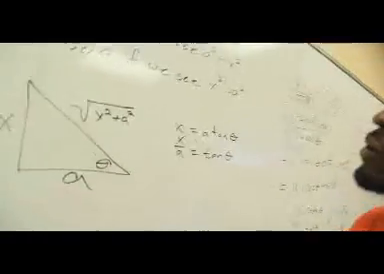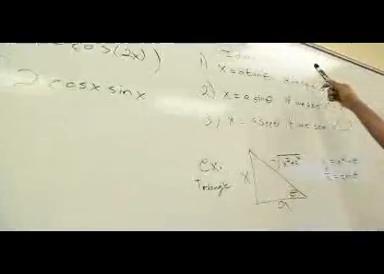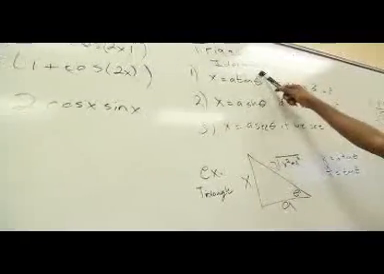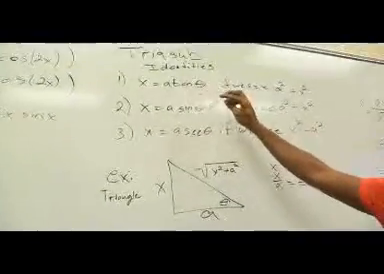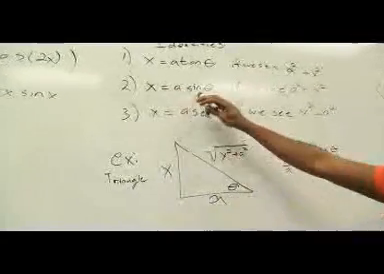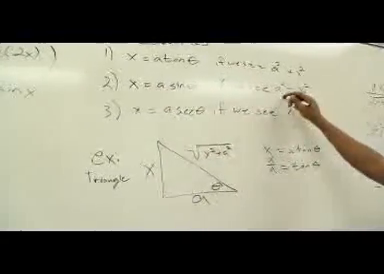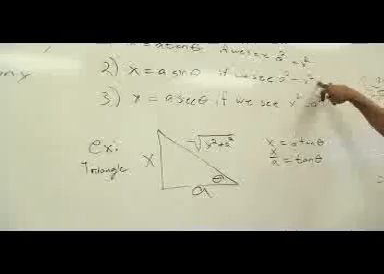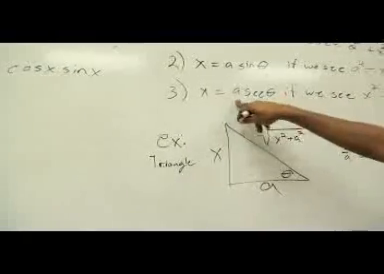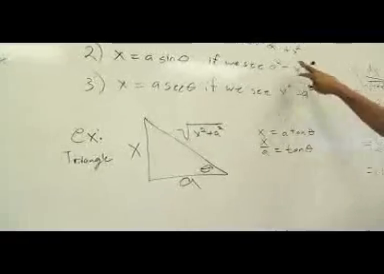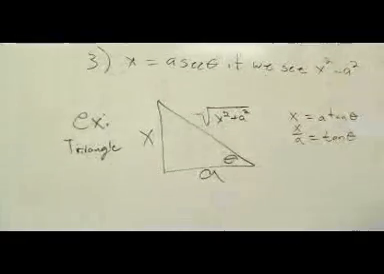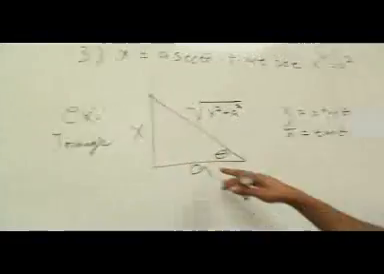Okay, now we have trig substitution. And these are our identities for trig substitution. If we see a squared plus x squared, that's going to be x equals a tangent of theta. x equals a sine of theta if we see a squared minus x squared. And x equals a secant of theta if we see x squared minus a squared. Sign reversed. Okay, now this is an example triangle of how we set it up.